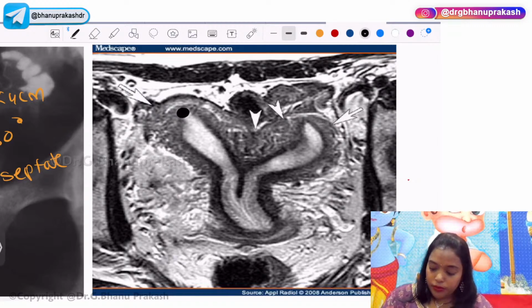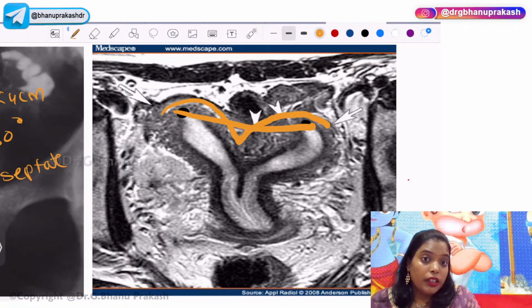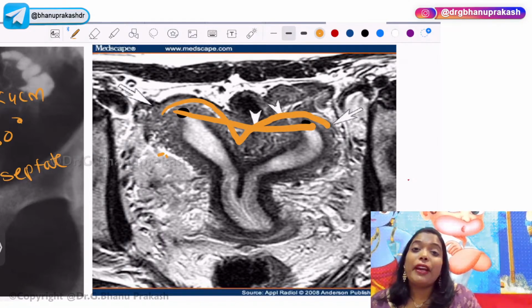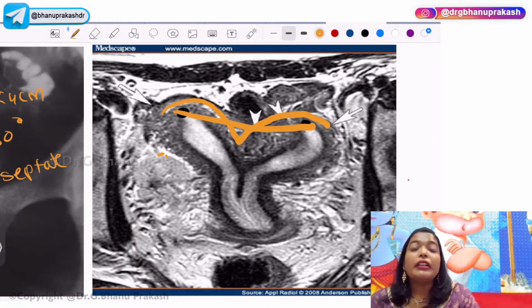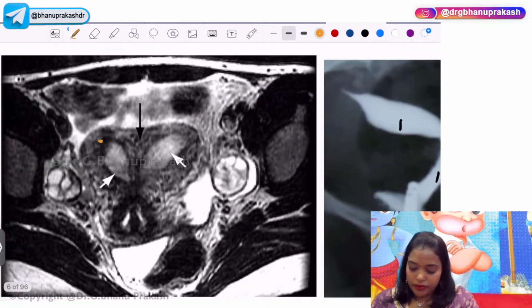this is the cornu. Draw a line joining both the cornu and check the fundal contour. If the midpoint of the fundal contour is dipping down from the line joining both the cornu, then it is bicornuate. See this one. And this is the fundal contour. So if fundal contour is above the line joining both the cornu, then this is septate.